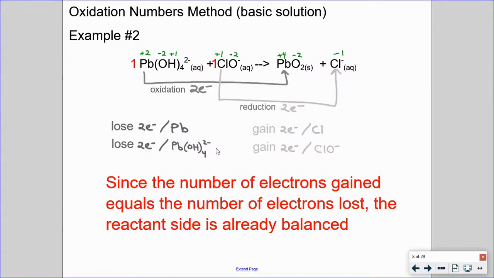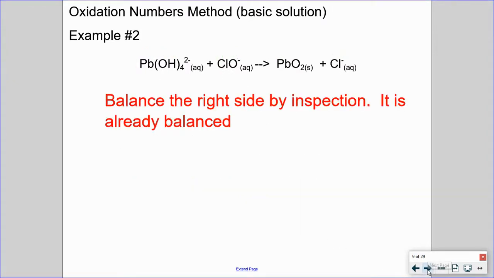So because the number of electrons gained equals the number of electrons lost, we don't need to add any coefficients in front of the two reactants. We can just put a 1 in front of both of them. The reactant side is already balanced. So now we're going to balance the right-hand side by inspection. Again, it is already balanced.